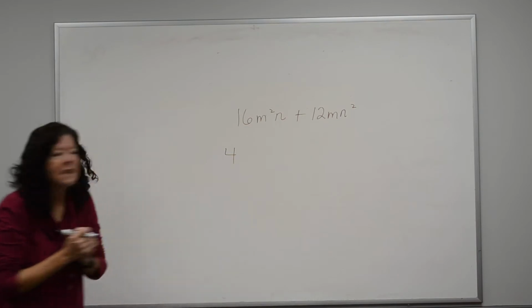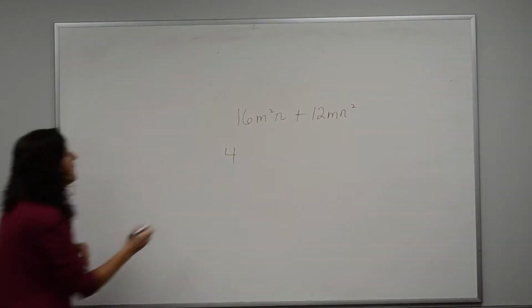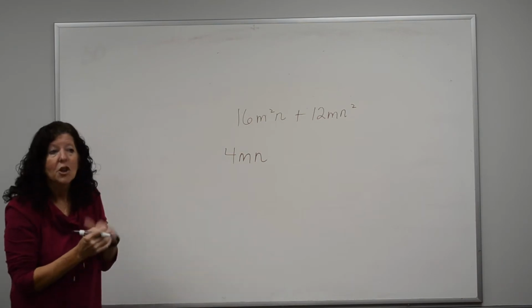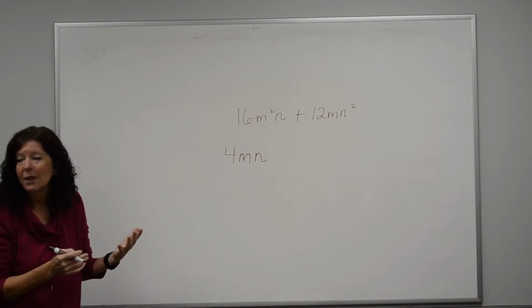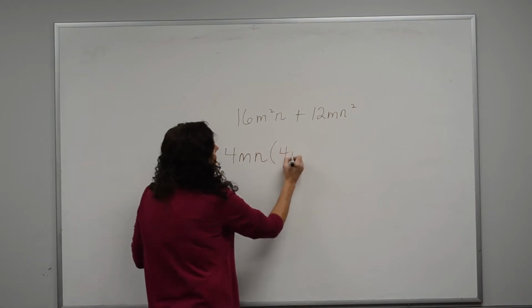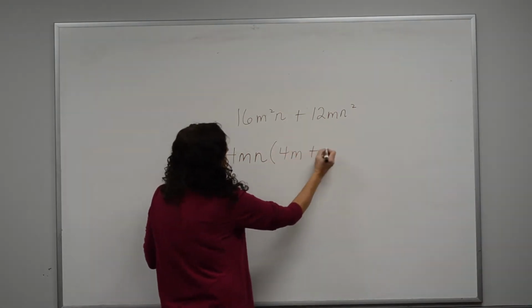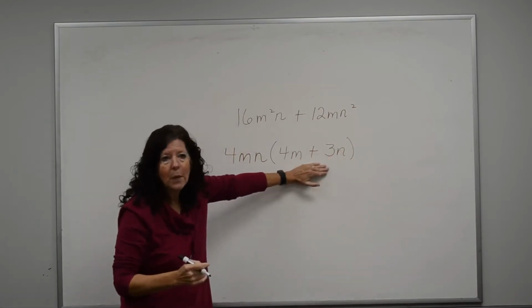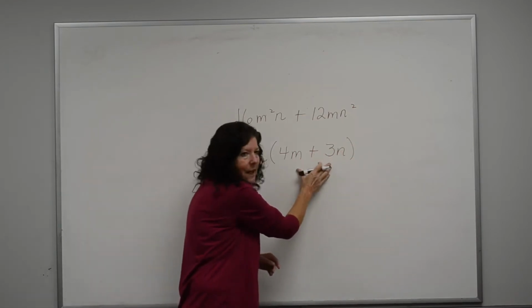Is there anything besides the 4? Okay, they have an M and they have an N in common. You have got to pull out everything they have in common. Then I go backwards: 4 times M plus 3N.